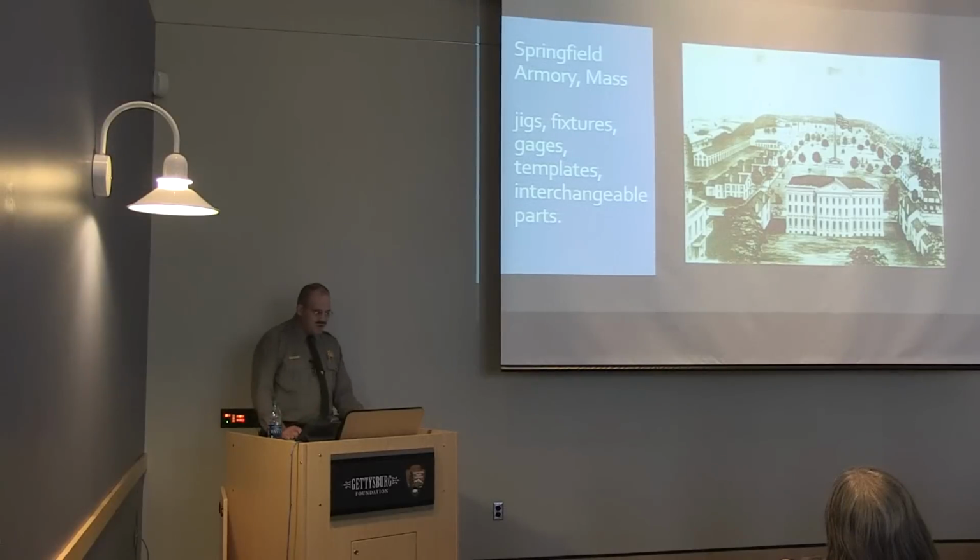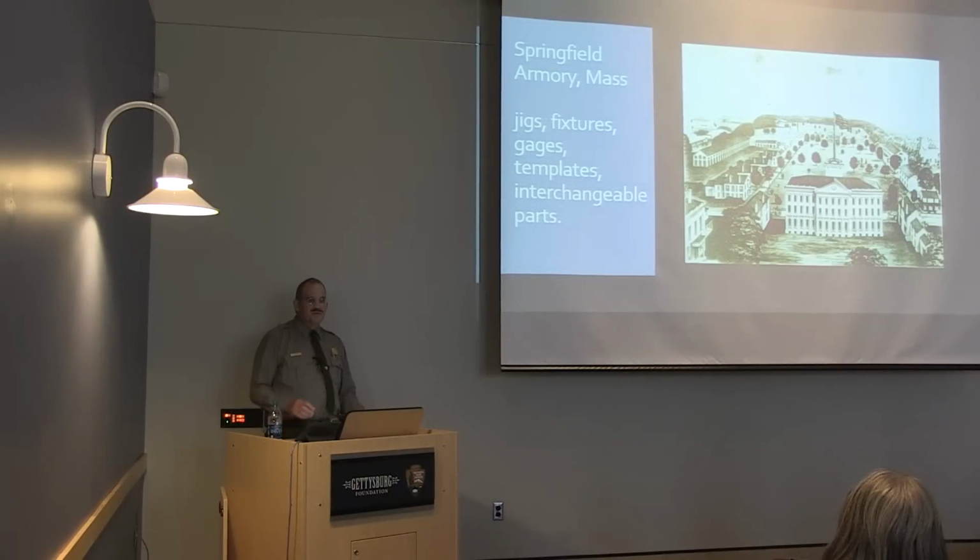The Springfield Armory also represents industrialization and modernization, in that within the Springfield Armory, they were using jigs, fixtures, gauges, templates to replicate parts in such a way where you could make interchangeable parts.